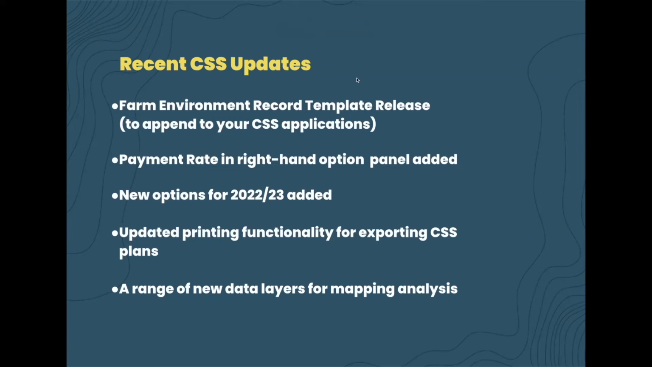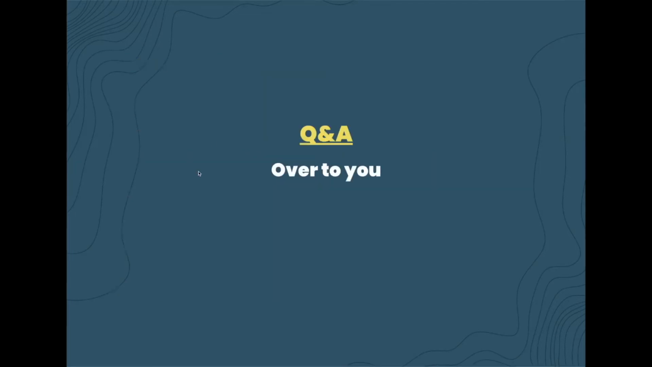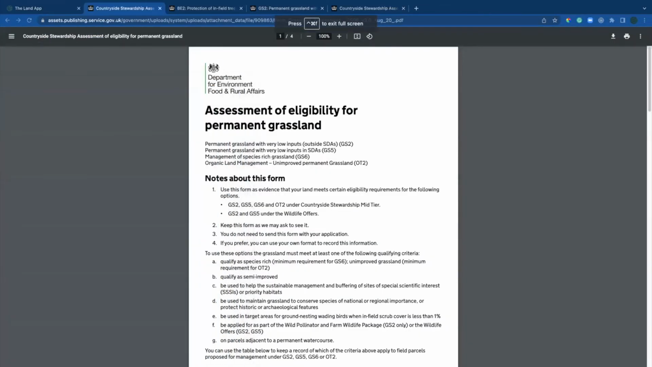I just wanted to spend 5 minutes quickly updating people on any updates we've made relevant to stewardship. Just to show you in text form to start with, we've added a farm environment record template. This is the appendix to your stewardship that shows your existing land use, your farm environment record. We've added payment rates, which you may have spotted earlier, on the right-hand panel. And we've added some options as well as some functionality around the printing, as well as the data layers analysis. I'll just quickly show you those in hopefully 2 to 3 minutes, just so you can have a play, and there should be a full product update released fairly soon.